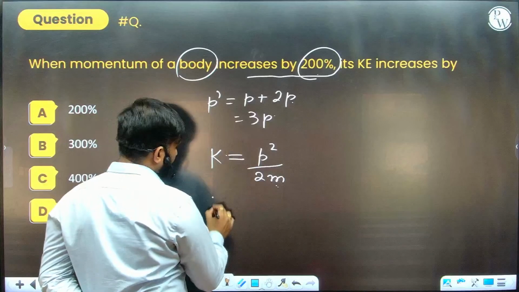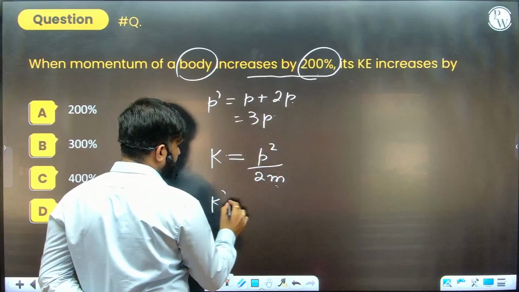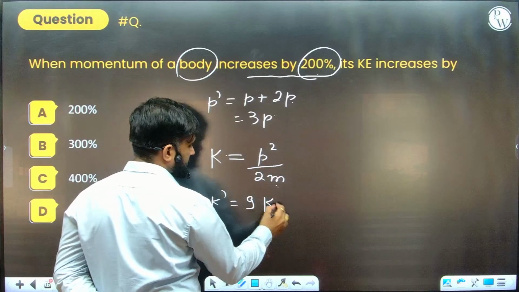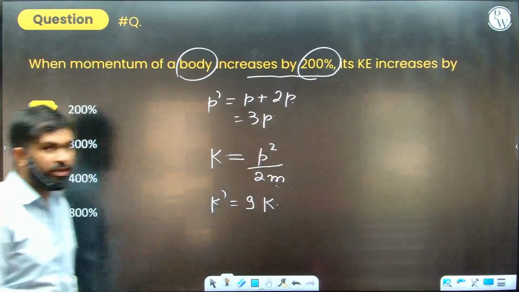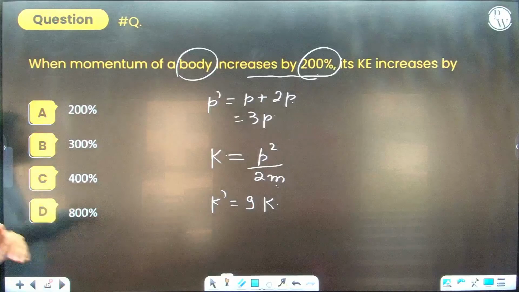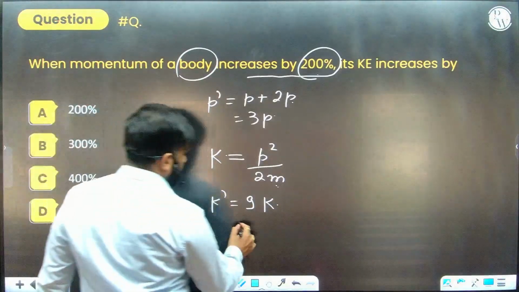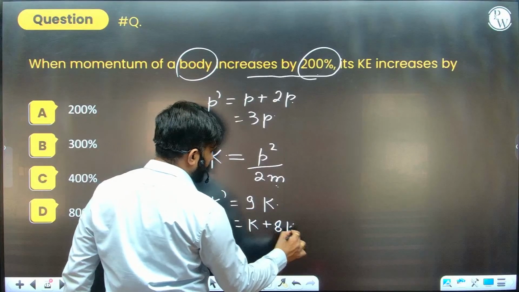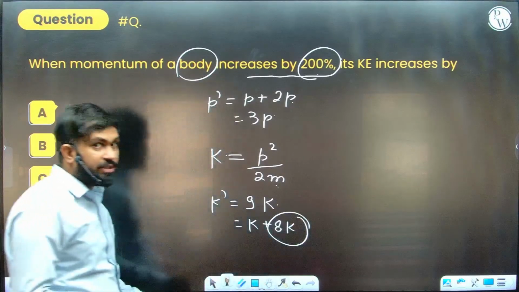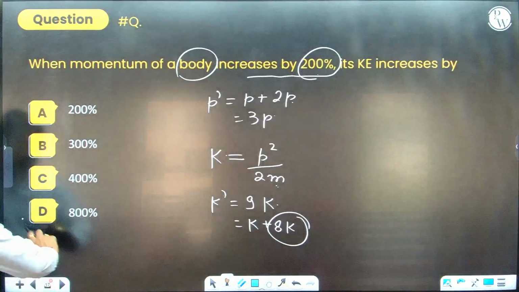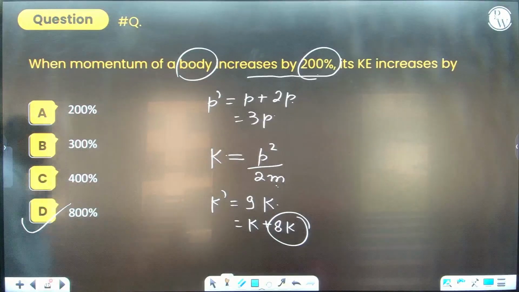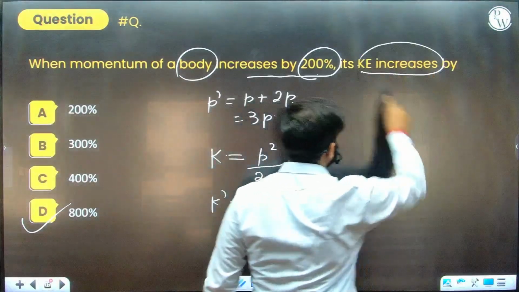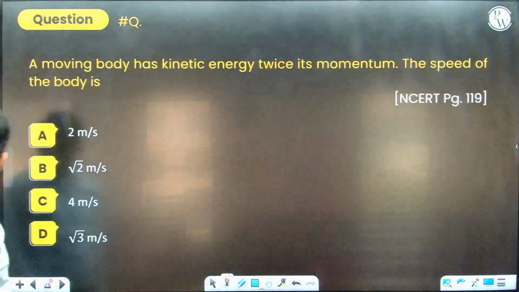So let's find out. If the momentum becomes 3 times, then the kinetic energy is going to become 9 times. Okay, square of this, so it becomes 9 times. So how much did it increase? Just subtract k from it. So 9k minus k is 8k. So it increased 8 times, that means 800%. It increased by 800%. Like this you have to do. They are asking not the final, they are asking just how much it increased.